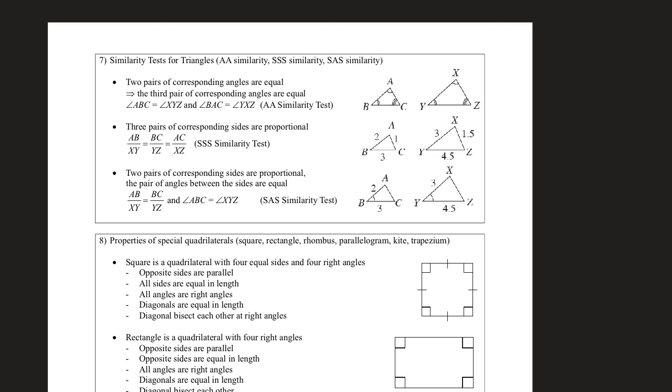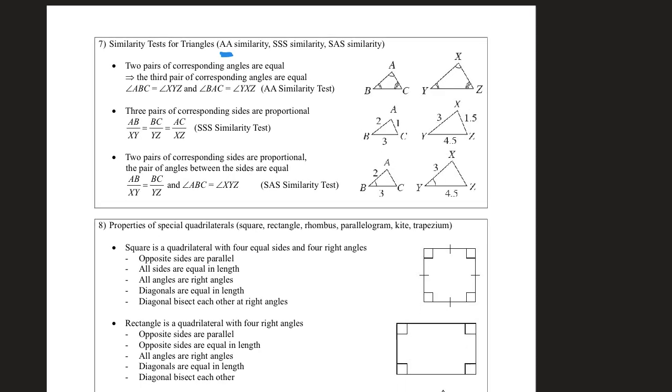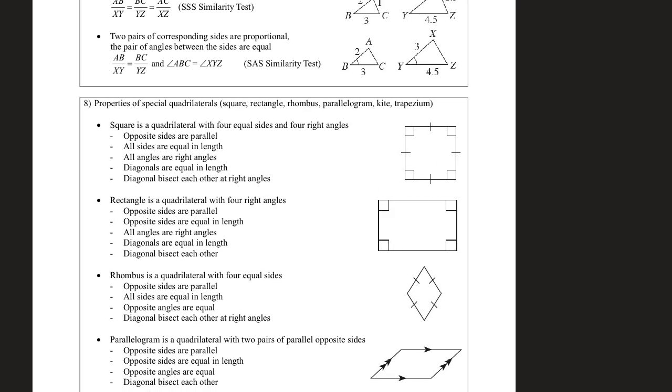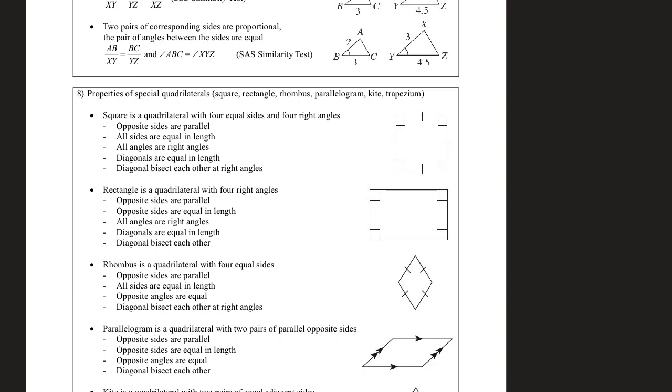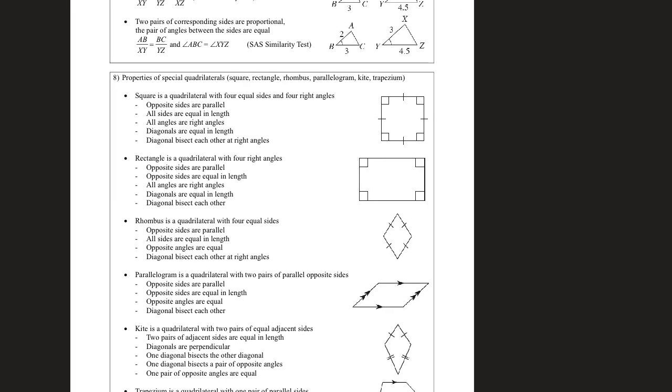Finally, the next one will be on the similarity test for angles. Take note that because there are three angles in a triangle, if you prove two of them the same, the last one will definitely be the same. So you just need to prove two pairs of corresponding angles. The next one talks about the special quadrilaterals. I'll leave you to read.